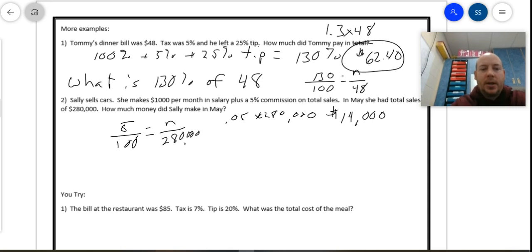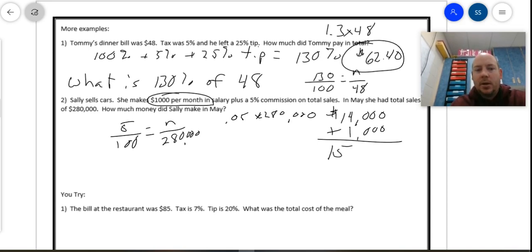Now salary is what you get regardless of your sales. So that's what you get for showing up for work. So if I add that on there, commission and salary, Sally would make $15,000 that month, and we're not going to worry about tax and all that kind of stuff right now. That's her pay before all those deductions.